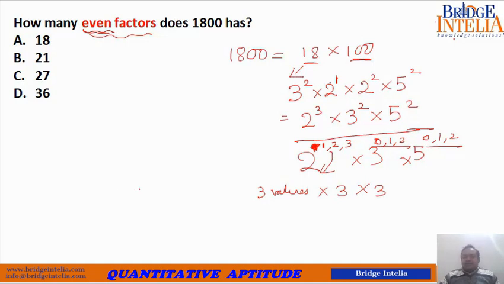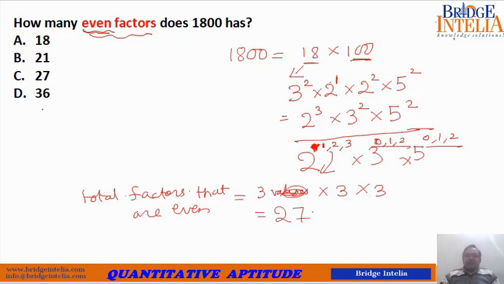So the total number of factors that are even, because we have kept in mind that we have to make it even, is 3 into 3 into 3, which is 27.